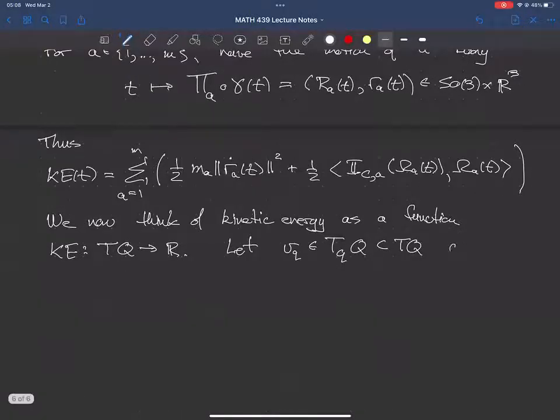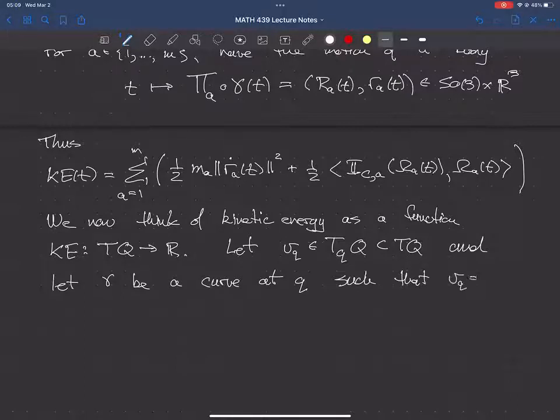Okay, and so I choose some velocity, and now I'm going to use the definition of what a velocity is, a tangent vector. I'm going to let gamma be a curve at Q. That just means that gamma passes through Q at time 0, such that VQ is the equivalence class of gamma at Q. All right, and I know that I can do that because that's the definition of a tangent vector. It's an equivalence class of curves.